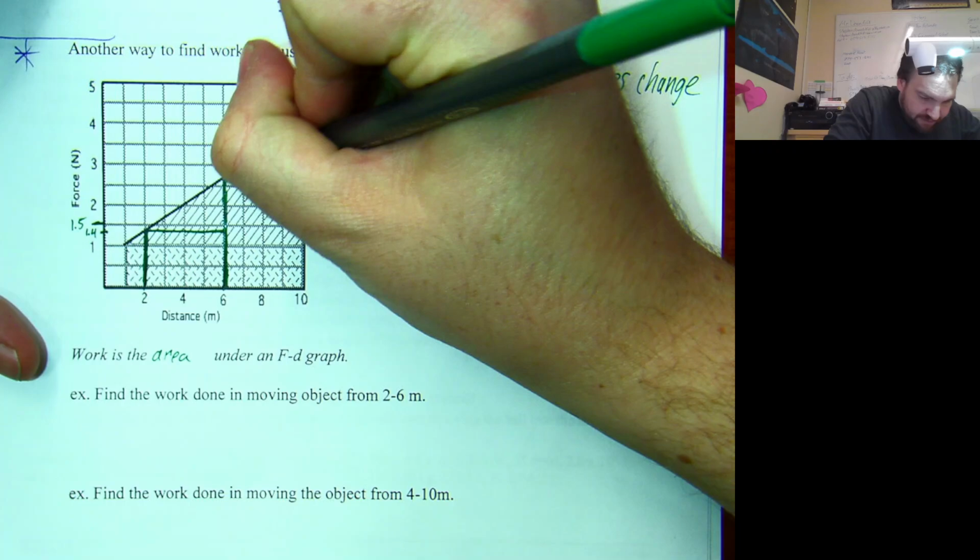And then the last one in pink, that's the easier of the two. That's just a rectangle. Rectangle's the length times the width. My length is 4, my width is 1.4. 4 times 1.4 is? Anybody? You betcha. So then the total work done is 8.2 joules. Love it.